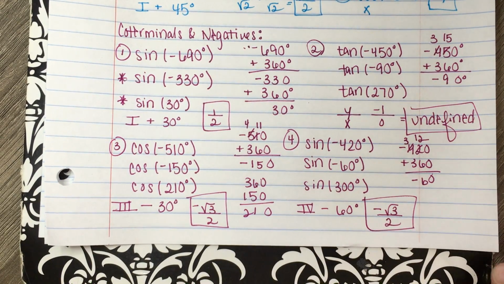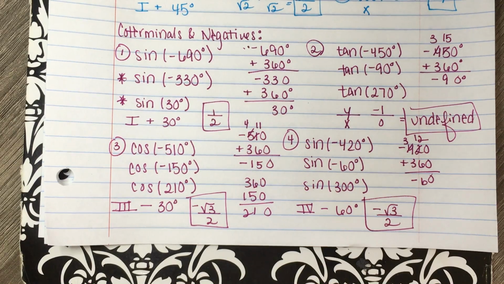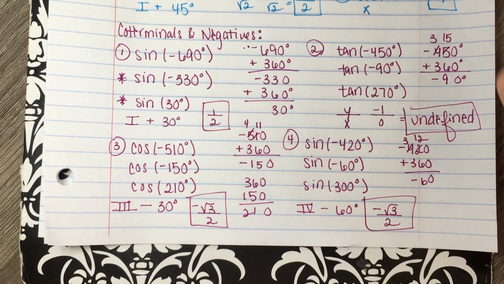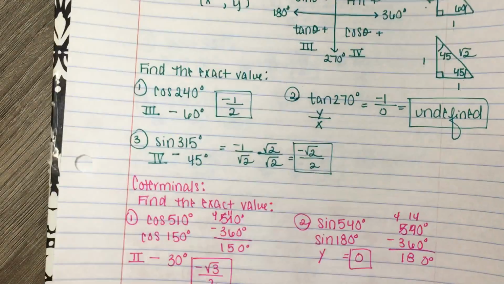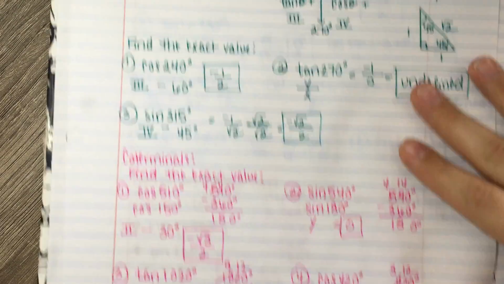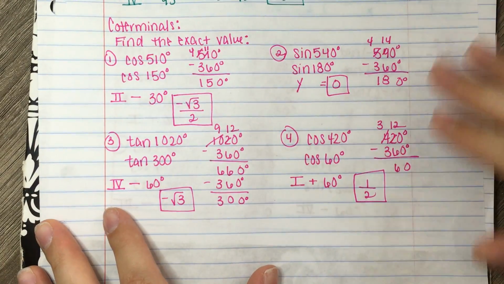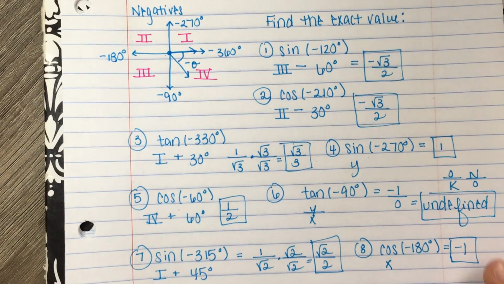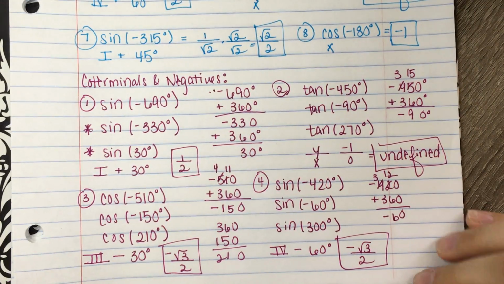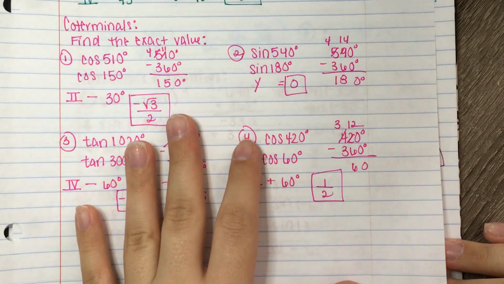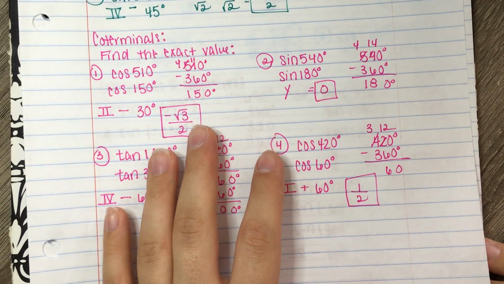All right, that is it for today. I love how I say that is it, like we didn't do much, but we did tons of things. So once again, we did a quick recall from the previous videos. We did a little bit more work with evaluating coterminals. Then we did some work with negatives, and then we put coterminal and negative answers together. All right, this is it for exact values.